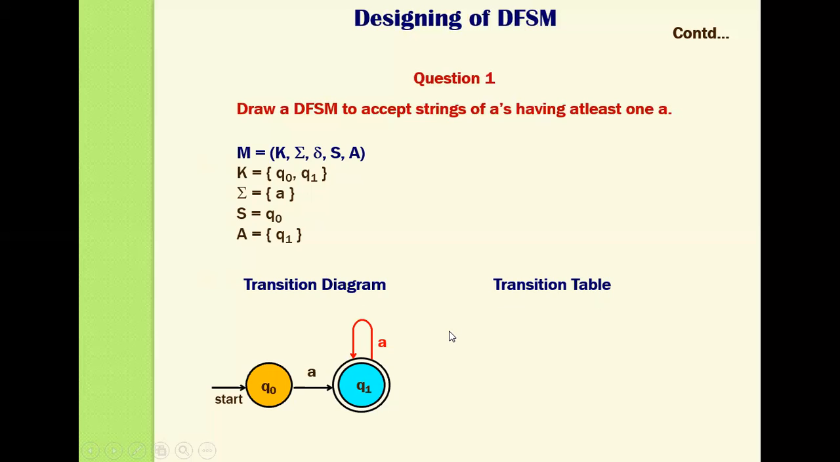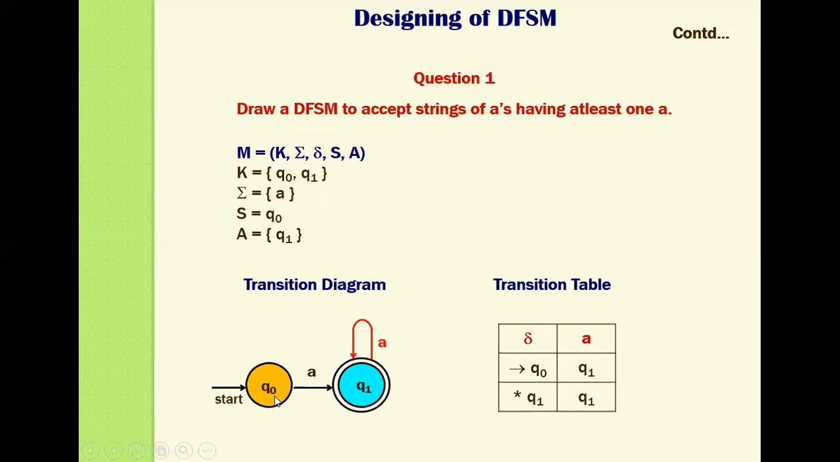So how do you draw the transition table? You have to have delta as the first column. That means all the states, one by one, you will be writing down all the states, and all the next columns will have input symbols. As such, in this question we have only one input symbol, so A will be the input symbol.